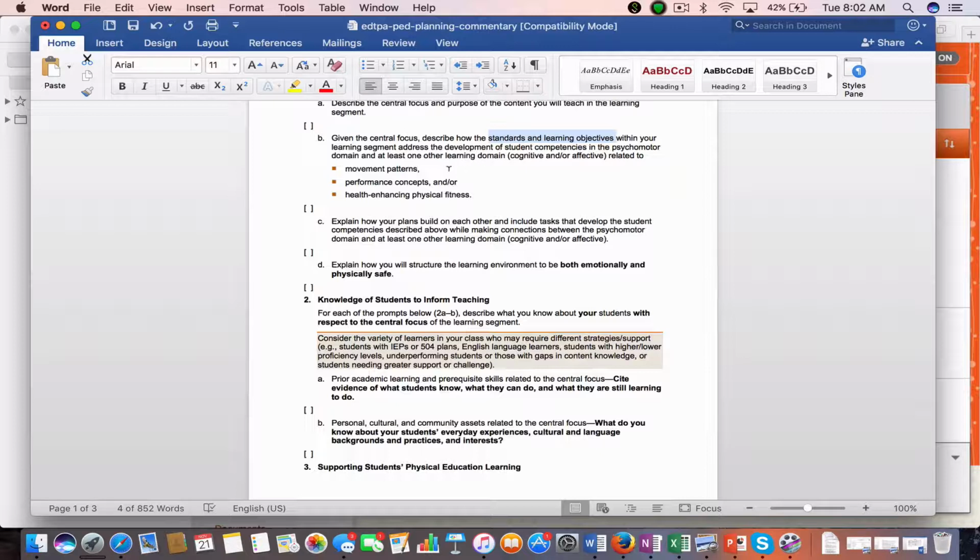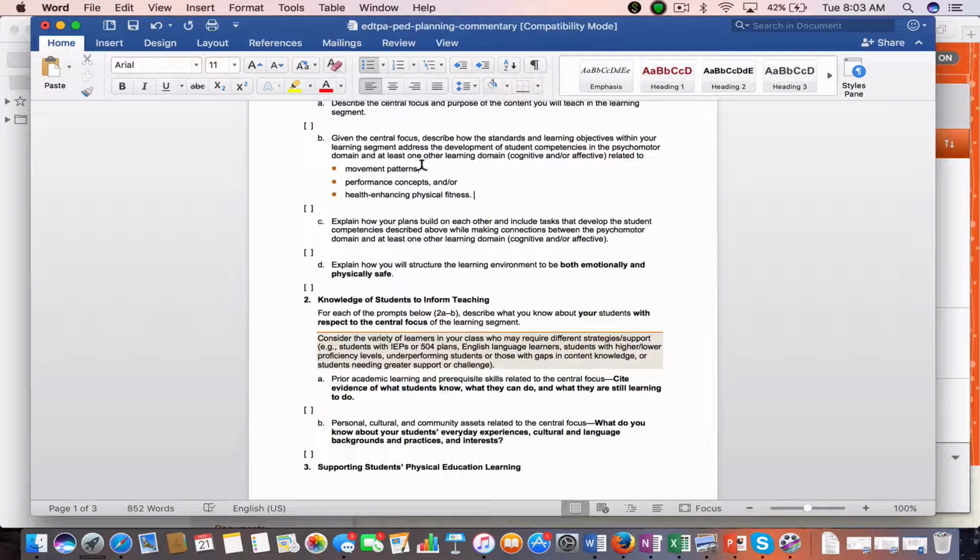When you write about them, you want to divide them up based on your discipline-specific questions. So for physical education, it's movement patterns, which is your psychomotor, performance concepts, which is your cognitive, and health-enhancing fitness, which is affective and also a little psychomotor. And you're going to address these three using the writing that you've already done.